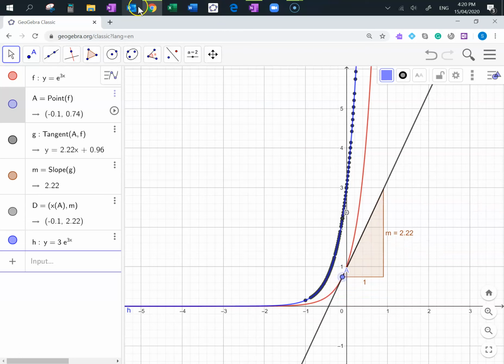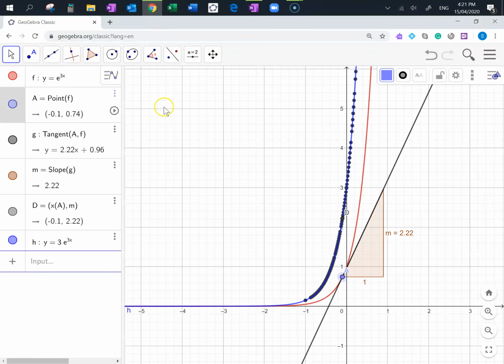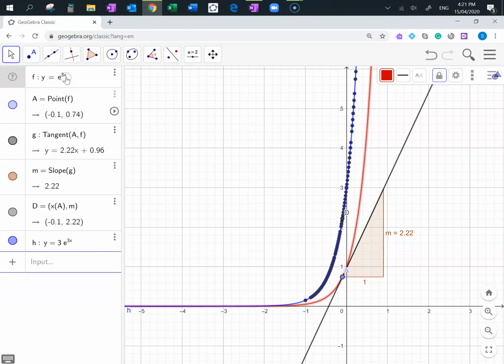And so the derivative of y is equal to e to the 3x, so dy dx, that's going to be 3 times e to the 3x. Is that just by chance, or is there something happening there that we should be aware of? Let's go and take a look at what happens when I change this not to 3x.